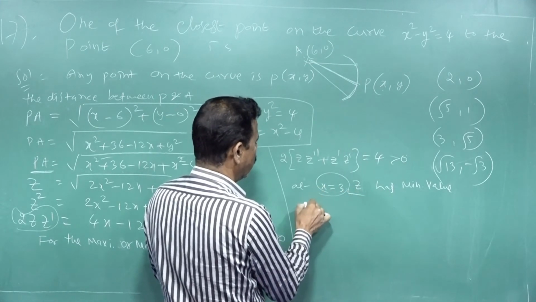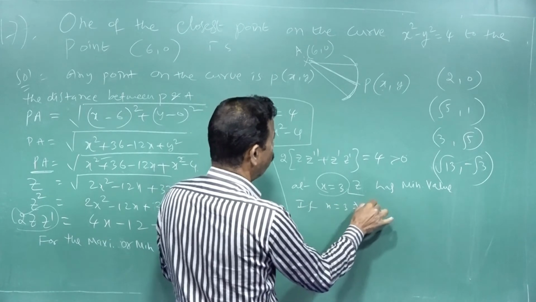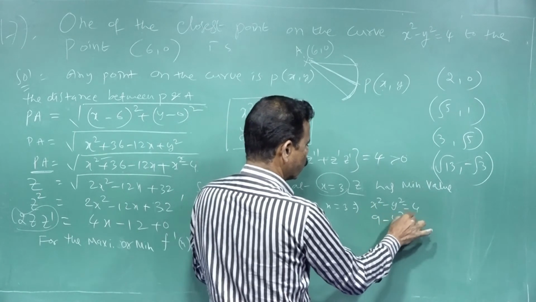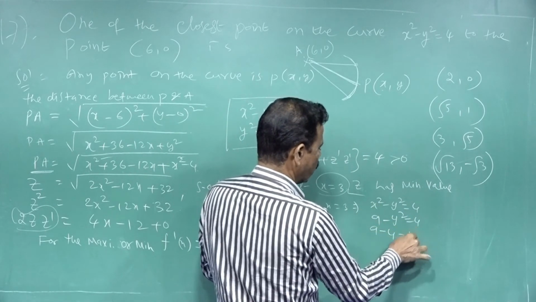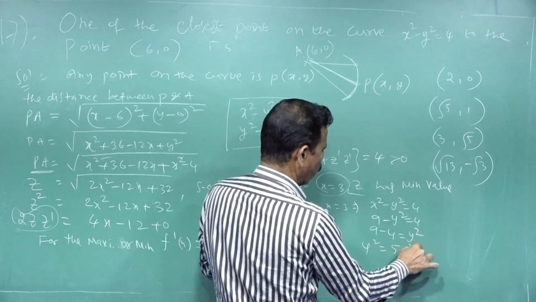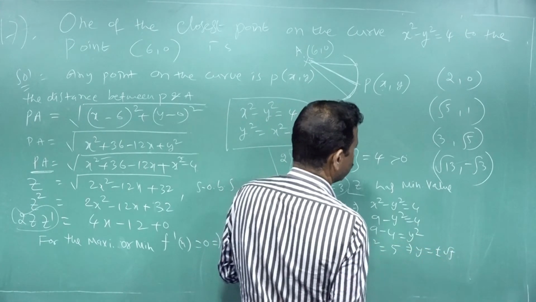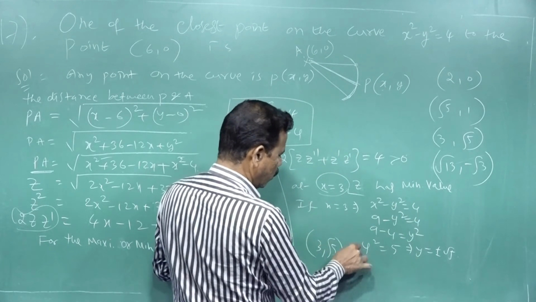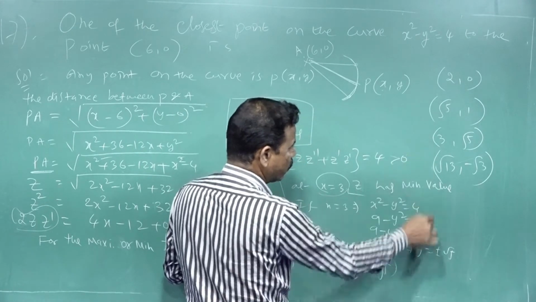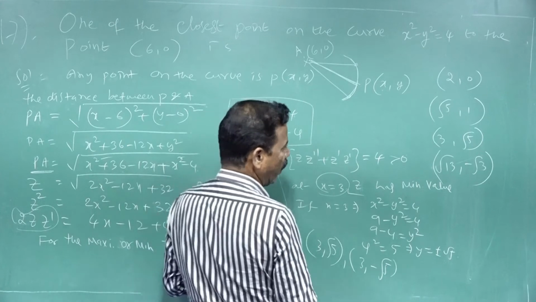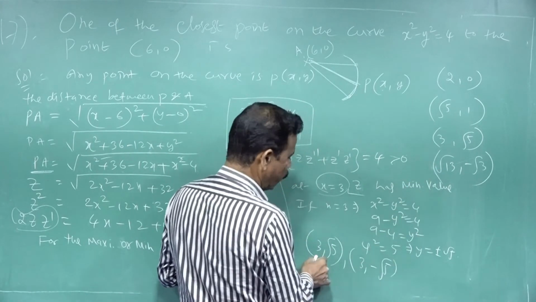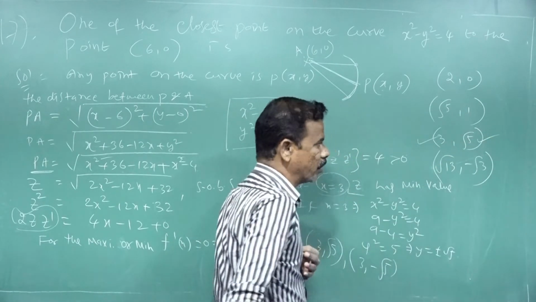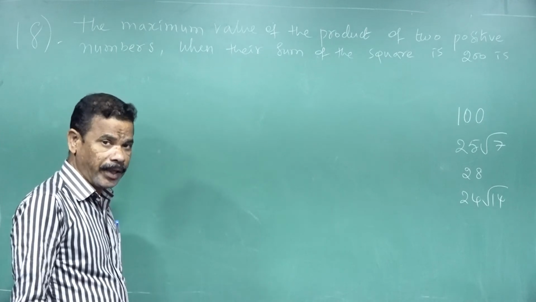Then what is y? If x is equal to 3, then in x square minus y square is equal to 4, we substitute here. x square is 9, minus y square is equal to 4. 9 minus 4 is equal to y square. y square is equal to 5. Then y is equal to plus or minus root 5. So (3, root 5) is one, (3, minus root 5) is another. In the options, minus root 5 is not given. Only (3, root 5) is the suitable value, this is the suitable answer. Third option.